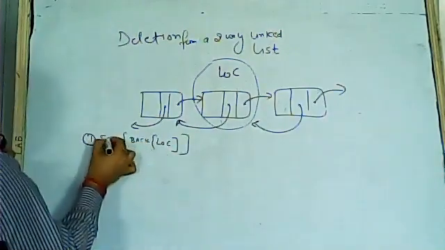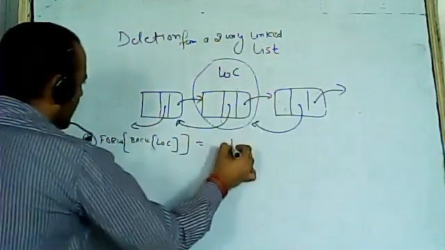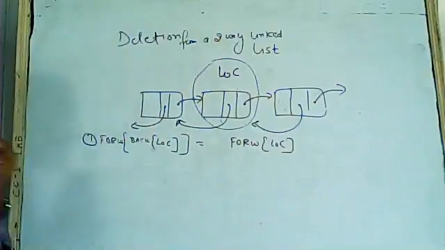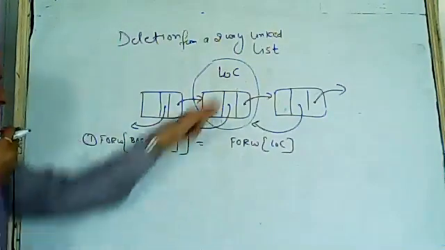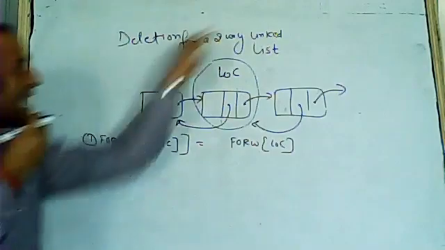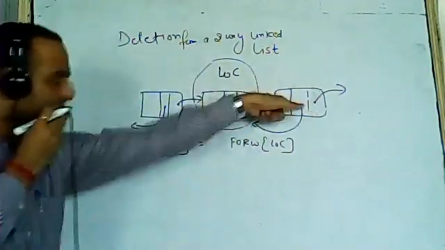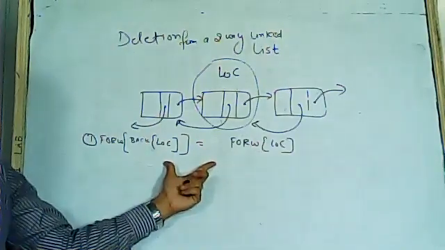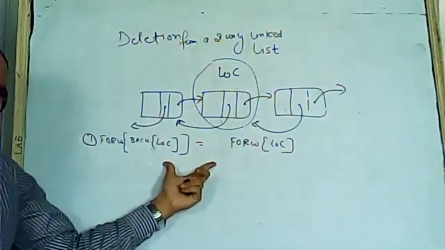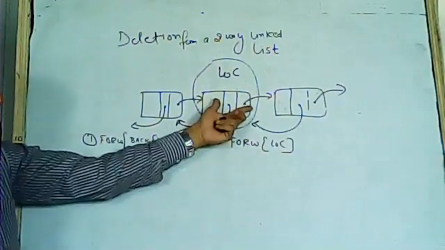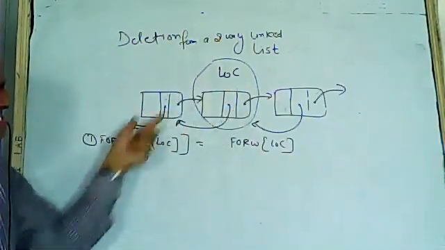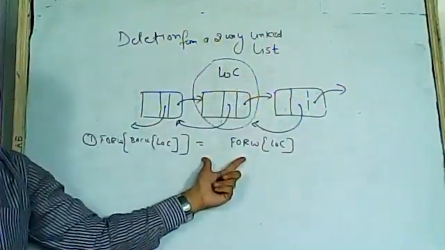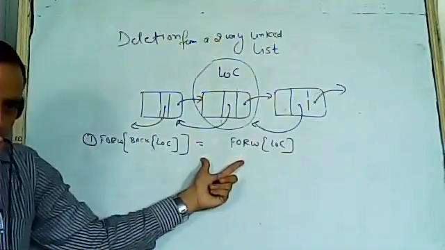Now see, I have written all this. What will be the new forward of the backward of location? The forward of location. Yes or no? Location's back node is this, and its new forward will be this node, which is the forward of location. Yes or no? Yes, sir.